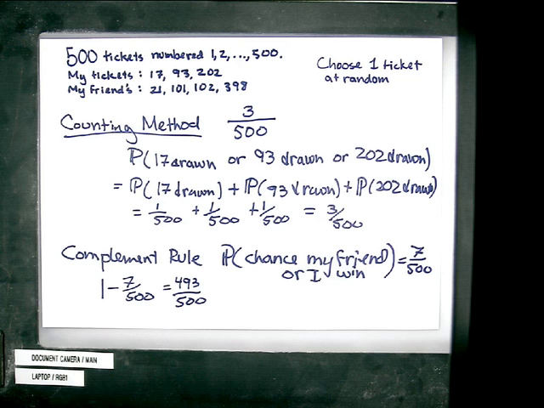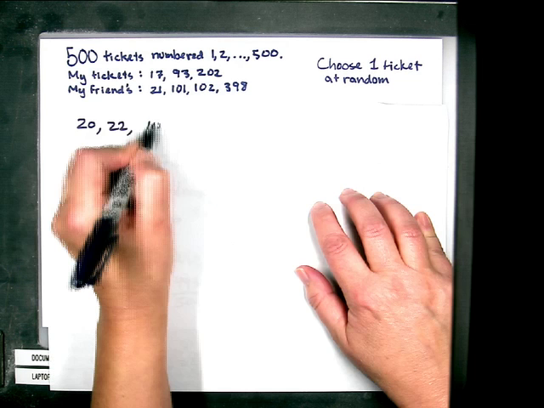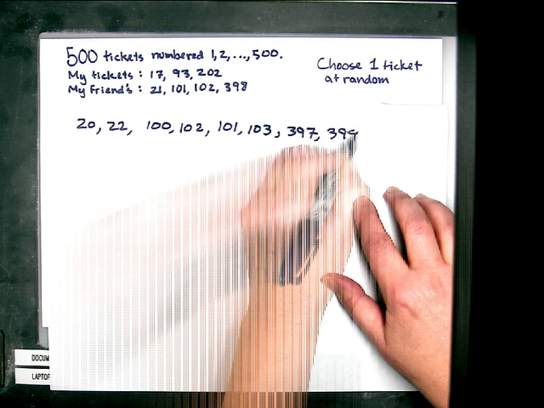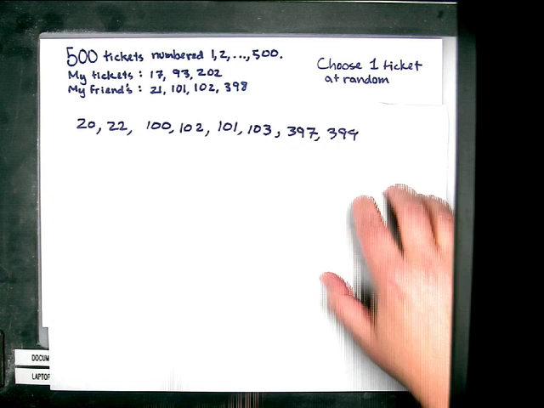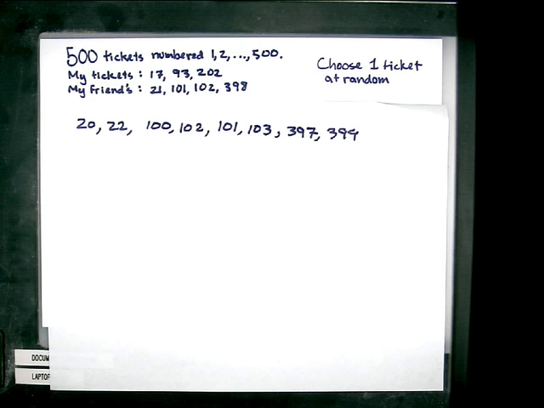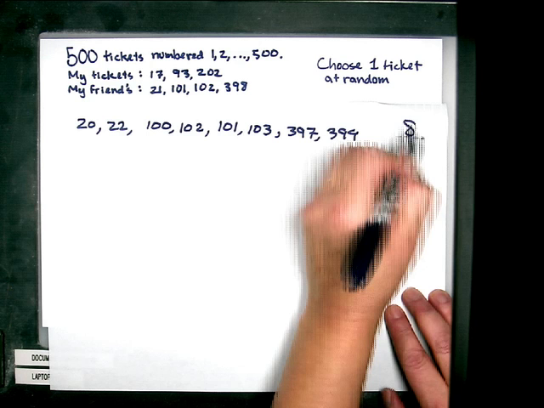We could list them all, and there would be 20, 22, 100, 102, 101, 103, 397, and 399. And so it's 2, 4, 6, 8, right? So I don't know how you got 10. How'd you get 10? I was counting the numbers themselves also. So I didn't even answer your question. Okay, so that's 8 out of 500.